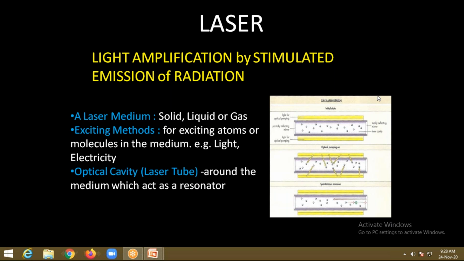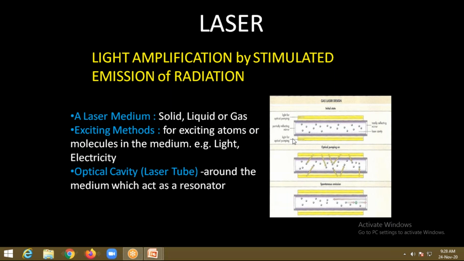If you see this picture here, what do you see? There is a cavity here, and there are mirrors. One mirror is here and one mirror is here. This mirror is a partially reflecting mirror and this mirror is a total reflecting mirror.